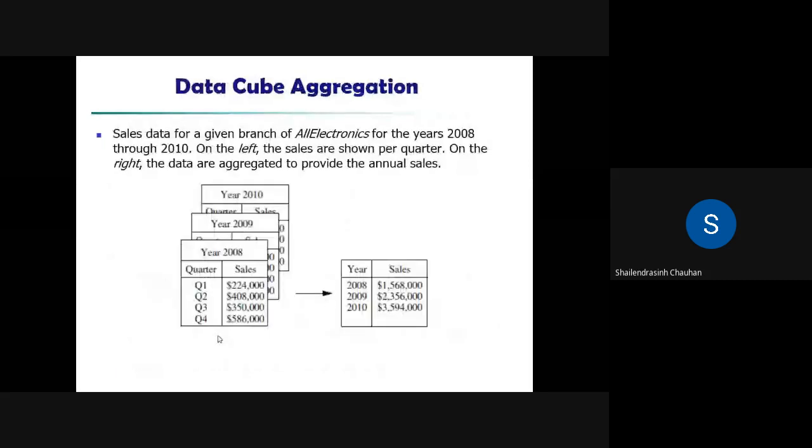Next is data cube aggregation. In data cube aggregation, what you are doing, you are aggregating the data from multiple sources, and then you generate the cube and all. So let us keep up to this only. Data cube aggregation will start in the next lecture. So for today's lecture, let us keep up to this only.